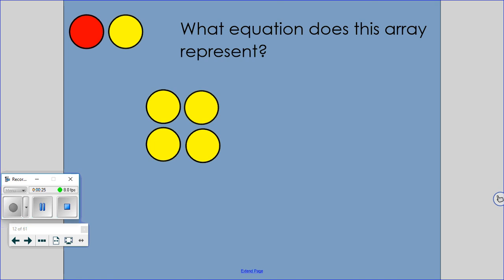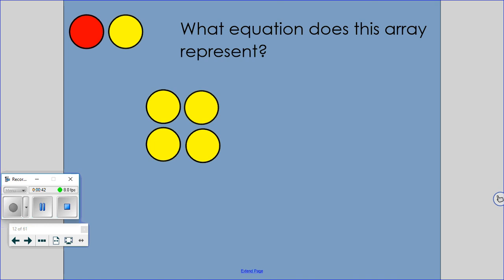Think about rows and columns. How many rows does it have? How many columns does it have? Get your counters on your hand. Mason, you're going to lose your counters if you don't start participating correctly. You need to have this array in yellow made.